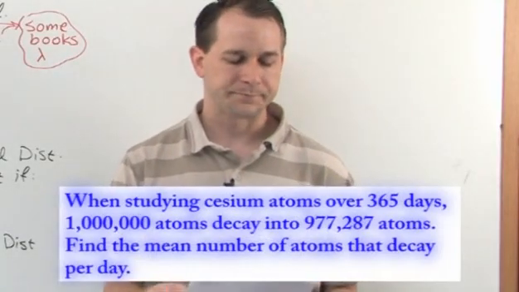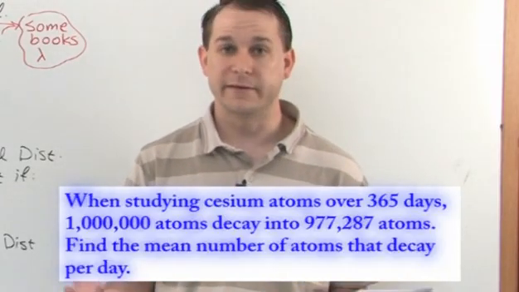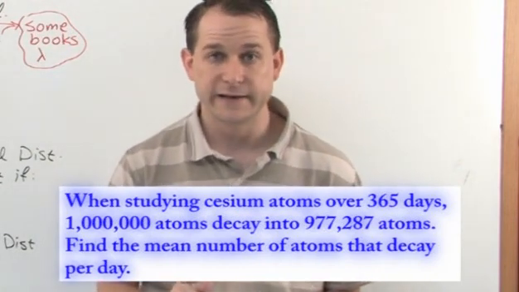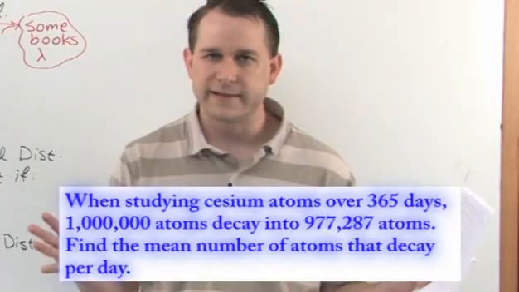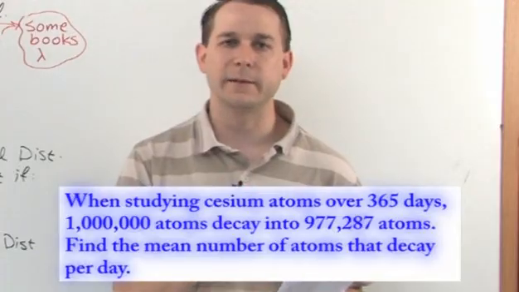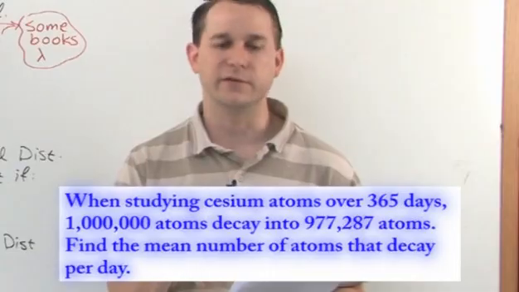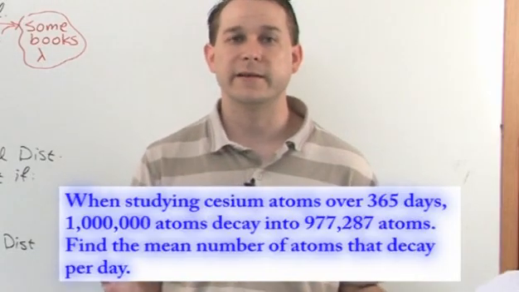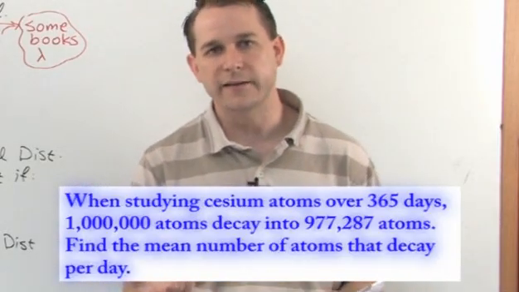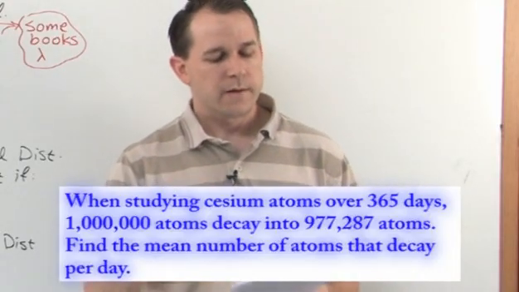The problem says you're studying a cesium atom, which is just one of the atoms on the periodic table that happens to be radioactive, okay? You're studying the cesium atom over 365 days, very long time, and you start out, let's say you know that you start out with 1 million atoms, and after 365 days, those atoms decay because of radioactive decay. They decay into 977,287 atoms. Let's say you had some method to count the atoms. You started out with 1 million. Over 1 year, they decayed into something less than 1 million, 977,287 atoms remain, okay?